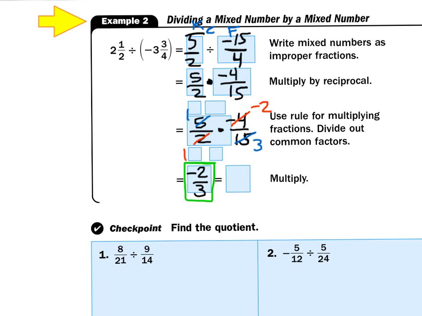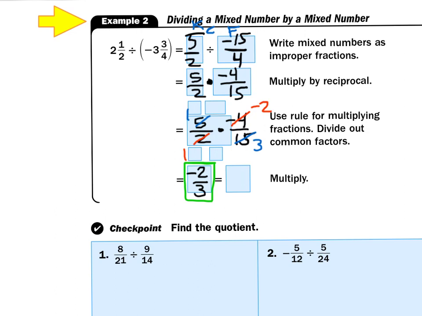And so now I wrote keep, change, flip above. So I kept the 5 over 2 exactly the same. I changed the division to multiplication, and then I flipped that second fraction. Now notice when I flip a negative fraction, leave the negative floating on top and just flip the numbers. So it became negative 4 over 15.